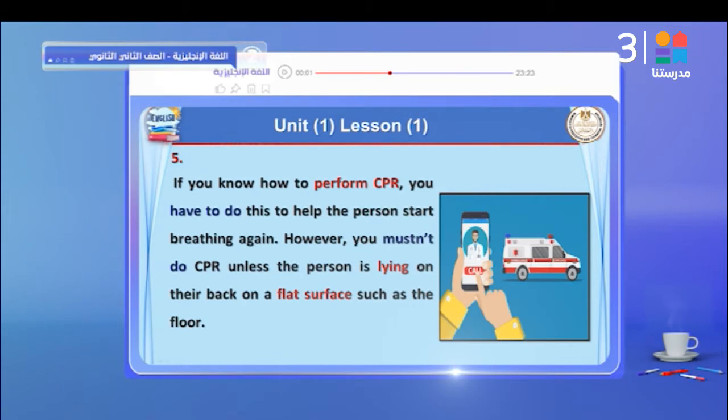However, D like but, okay? So when I say the word however, I want to say but. However, you mustn't do CPR unless the person is lying on their back on a flat surface, okay? So you mustn't do CPR, then it's something serious not to do, okay? When I say mustn't, it means that it's prohibited. So it's serious not to do it.